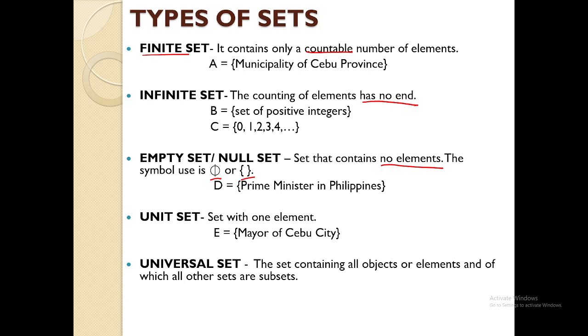Then we have the universal set. The set containing all objects or elements and of which all other sets are subsets. This is an example. If I have set A: 1, 2, 3, 4, 5 and set B: 2, 4, 6, 8, therefore the universal set is all the elements in A and in B, which is 1, 2, 3, 4, 5, 6, and 8. That is my meaning of the universal set. Okay? Are the first 5 types of sets clear?